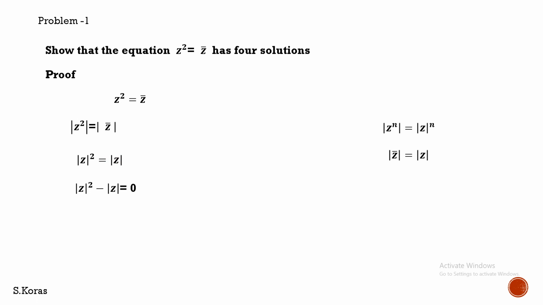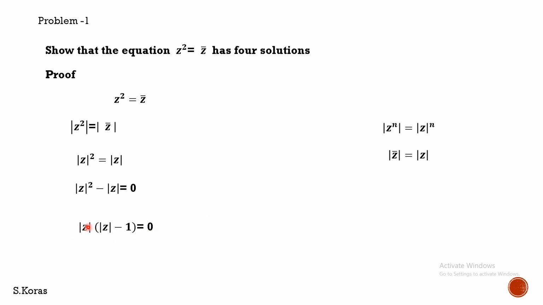Now modulus of z is common to both, so we can take modulus of z outside. So our answer will be modulus of z into modulus of z minus 1 is equal to 0. So here two cases arise. The first case, this may be equal to 0. The next case, this may be equal to 0.